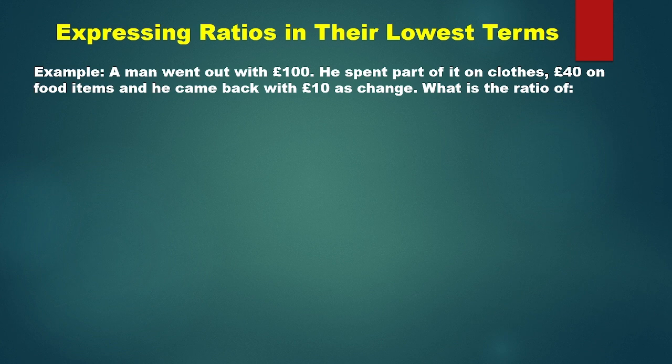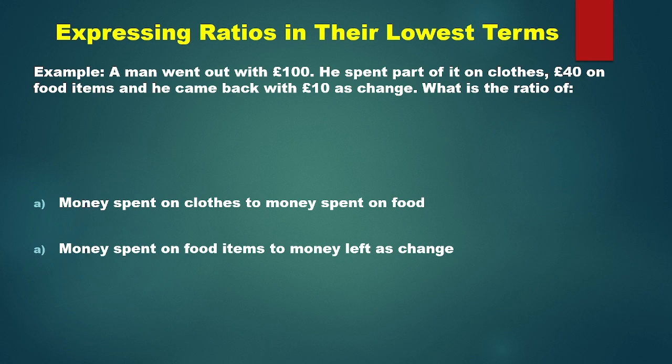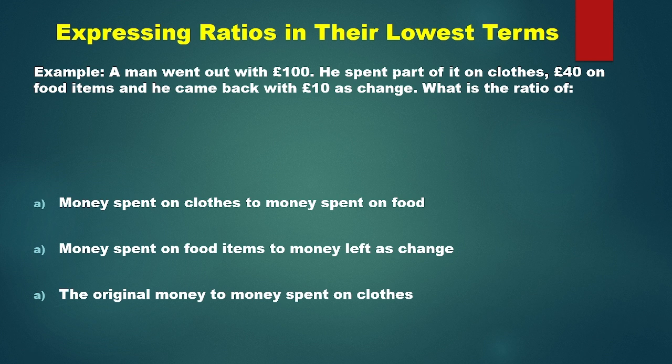What is the ratio of: 1. Money spent on clothes to money spent on food. 2. Money spent on food items to money left as change. 3. The original money to money spent on clothes.